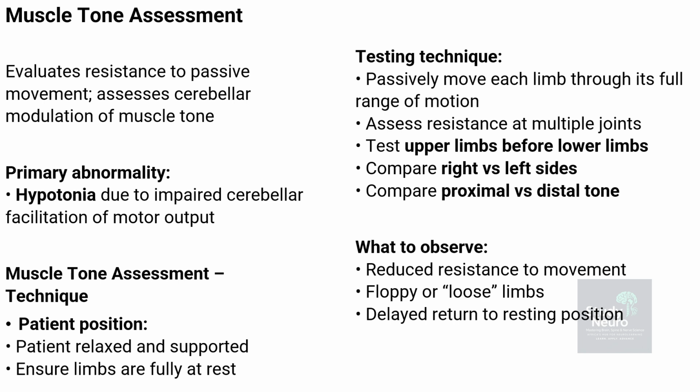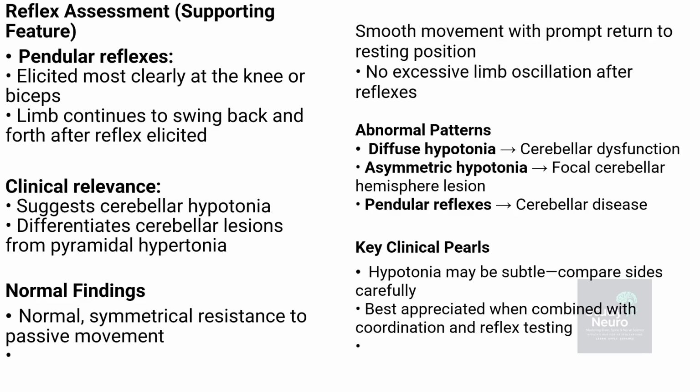Always compare the right and left sides and assess both proximal and distal muscle groups, as cerebellar hypotonia can be subtle and asymmetric. In cerebellar dysfunction, the limbs often feel unusually loose or floppy, with reduced resistance to passive movement. After you release the limb, it may return slowly to its resting position instead of stopping promptly.